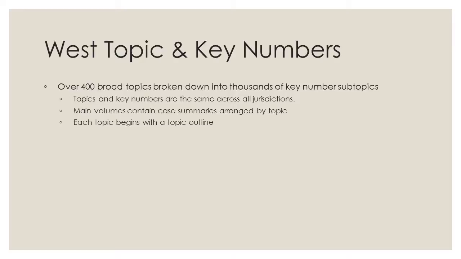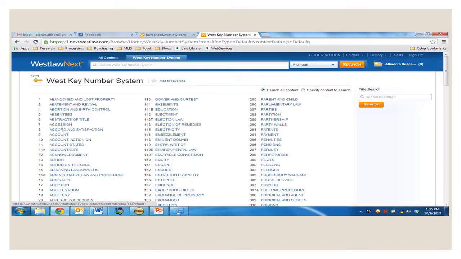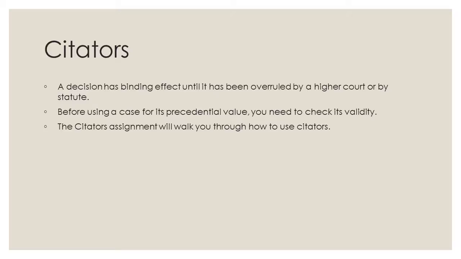This slide just describes the West topic and key number system. Again, we'll see examples in class and work with them. They can be an invaluable tool. This is just a slide showing the West key number system. You should be able to get to this by going to Westlaw Next, and then Tools, and then the West key number system. We will work through a citators assignment in class.